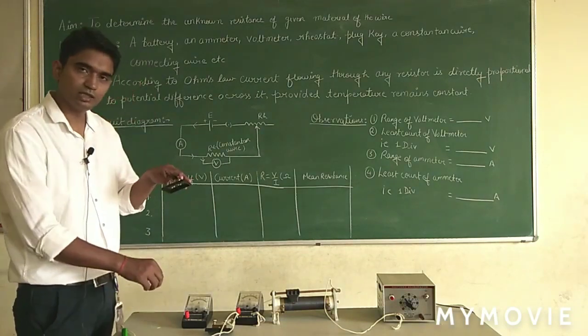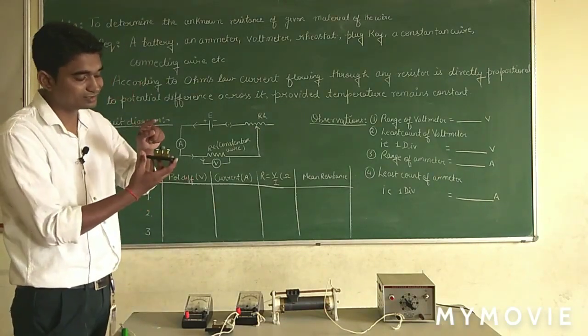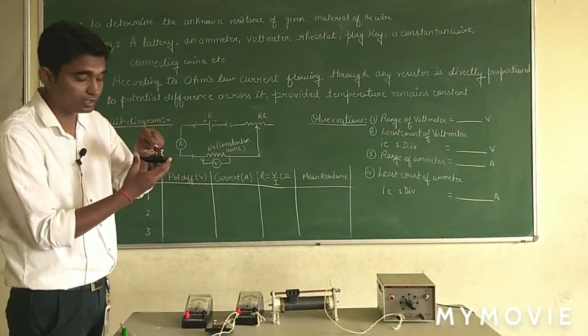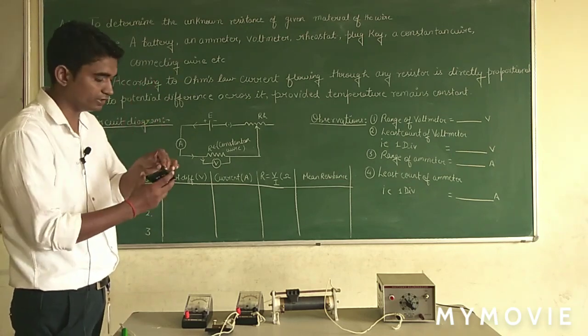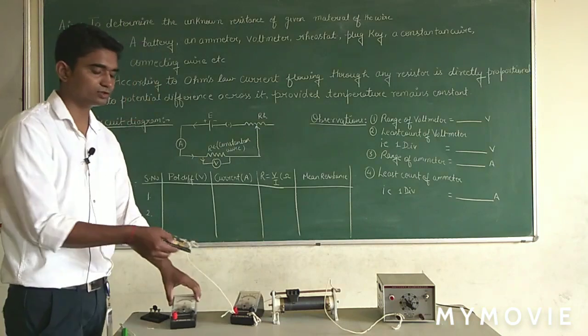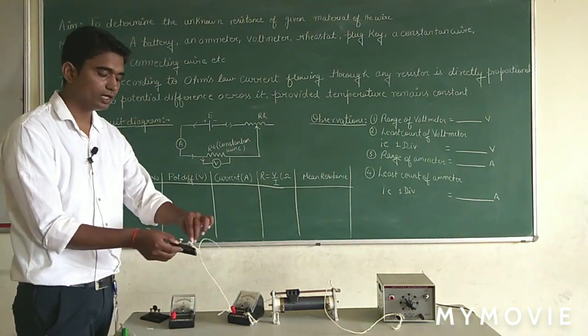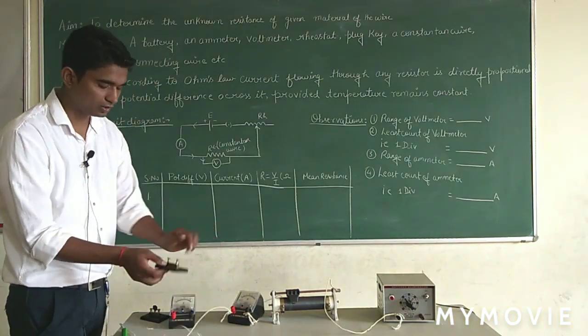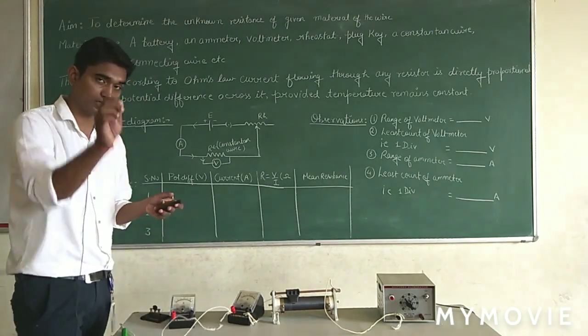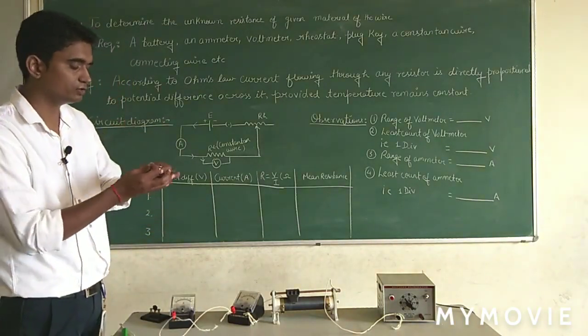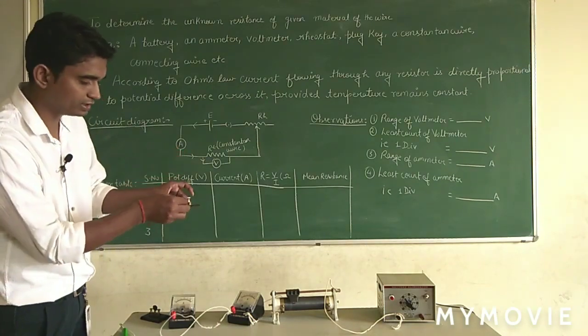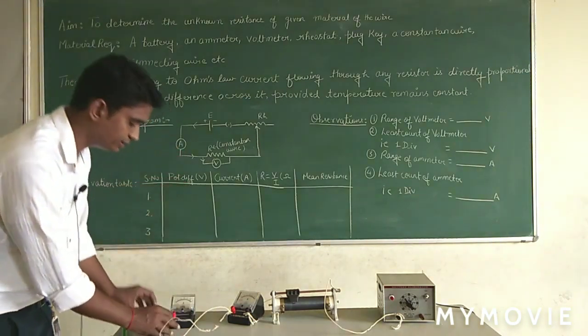And this is a plug key. It acts as a switch. When it is inserted, it acts as a switch-on condition. When I take it out, it is called plug out. It acts as a switch-off condition. This will act as a socket, across which we will connect our unknown piece of wire, the wire whose resistance is to be determined. So I will connect it across this.